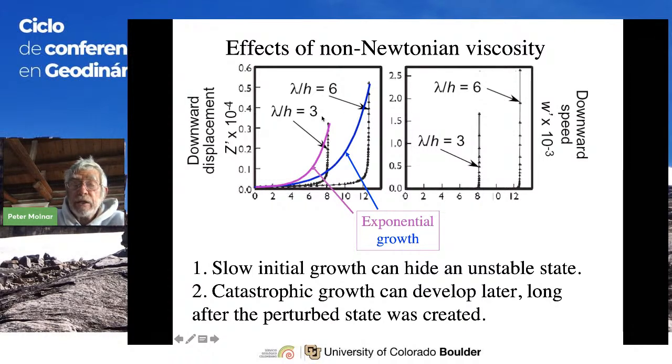So just to go back to this plot, if it's exponential growth, it looks like these purple or blue lines, but with power law, we have slow initial growth, which hides an unstable state. We don't see it at all. The displacement is very small here, and only starts to grow right near the blow-up time. And it blows up. Obviously, it's going off to infinity at this time. So then we have catastrophic growth later, long after the perturbed state was created.